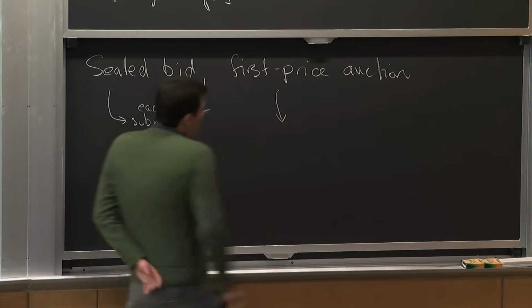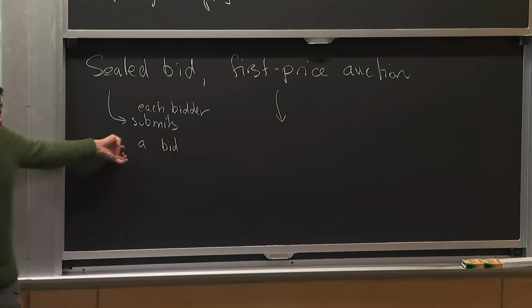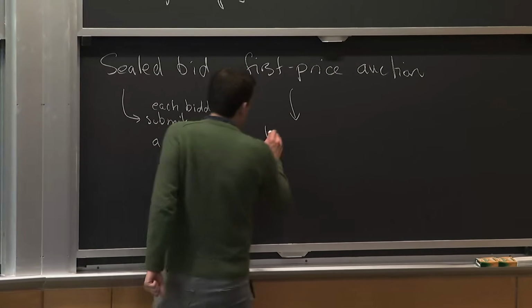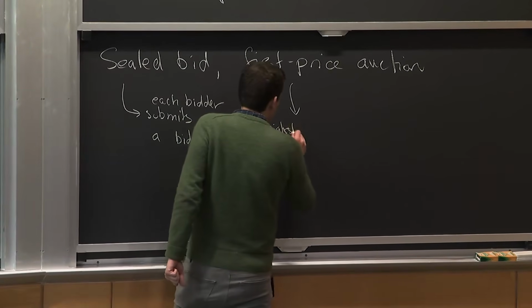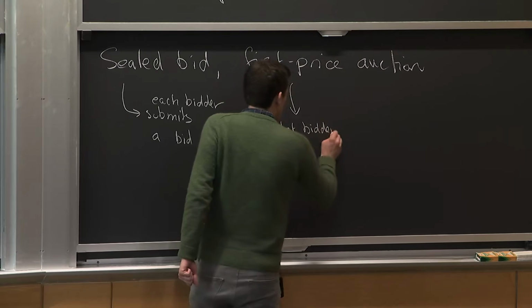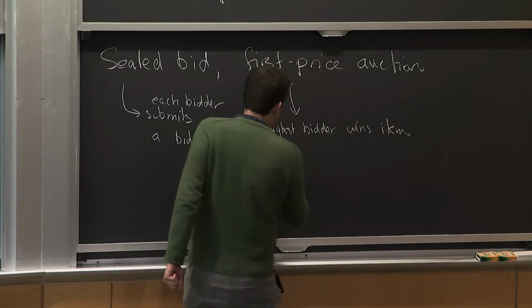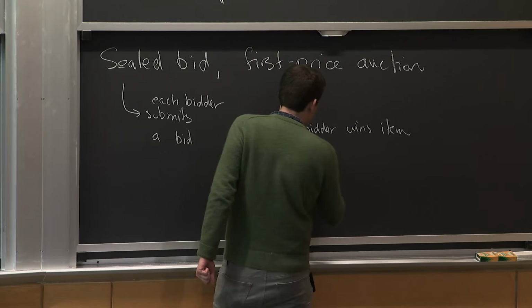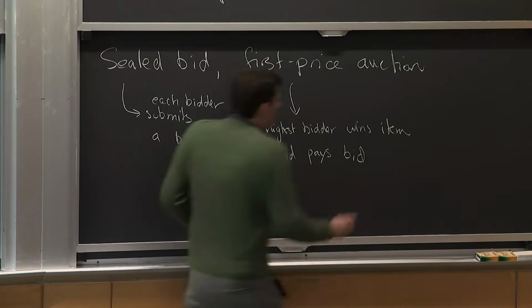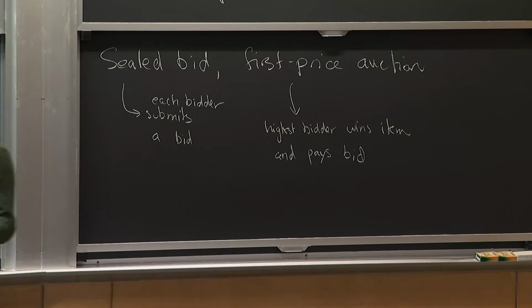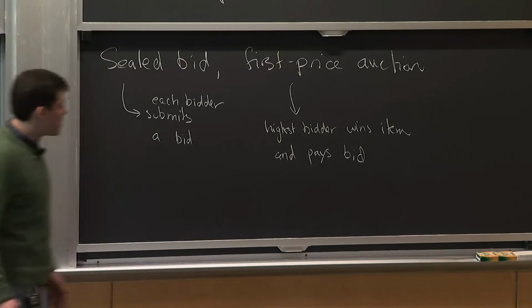First price. Well, what's going to happen is the highest bidder is going to win, and they're going to pay their bid. So the highest bidder wins the good and pays their bid. The first price nature is really referring to the fact that the winner pays their own bid. We'll also talk about auctions where the winner might pay the second highest bid, or something like that. But for now, we're going to just say the winner is going to pay their bid.